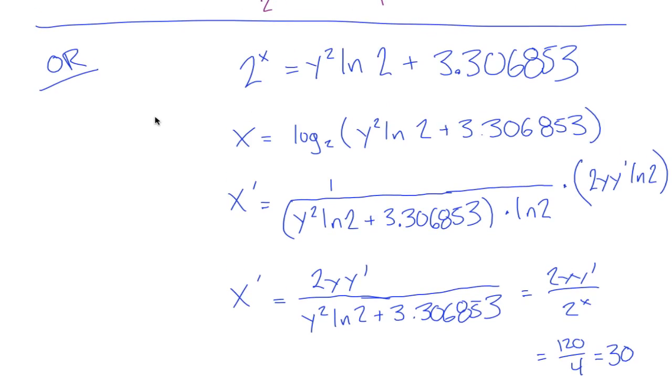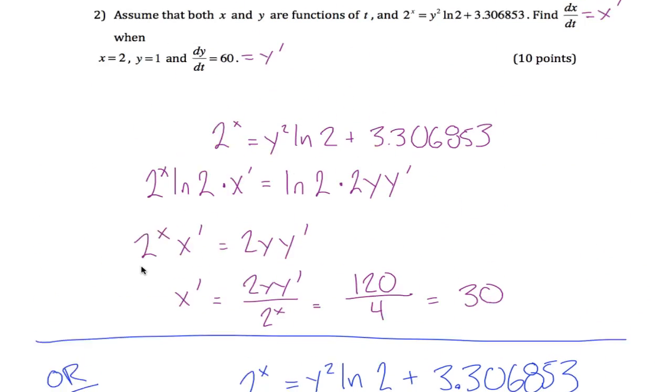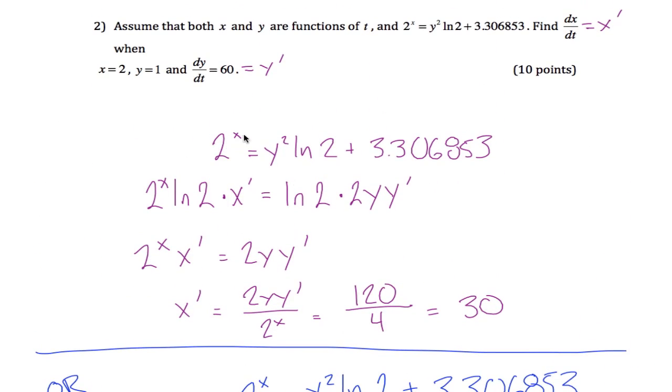So I think the second way is a little bit harder. I kind of like the first way better. But if you didn't remember the derivative of 2 to the x, you might have to do it the second way. So there's a couple ways to do the same problem. That's the end of this quiz.